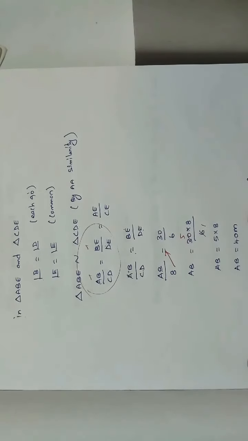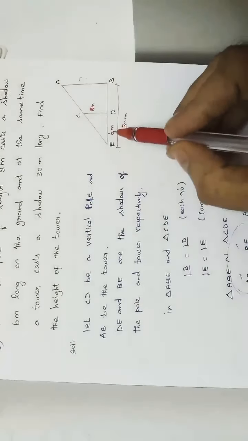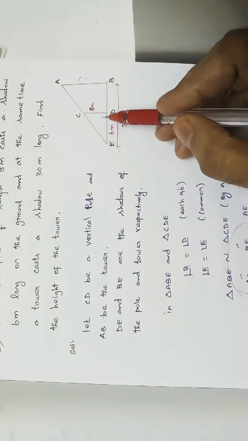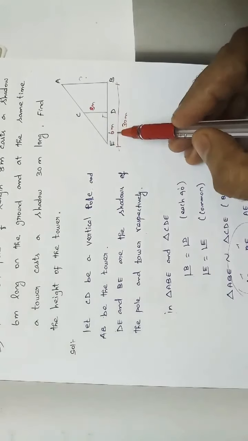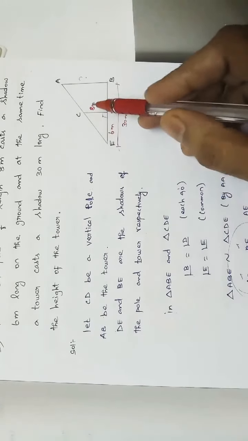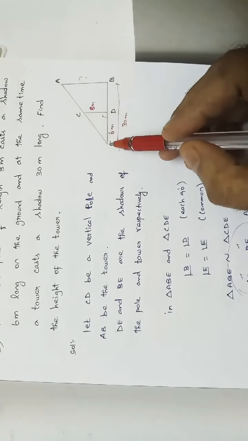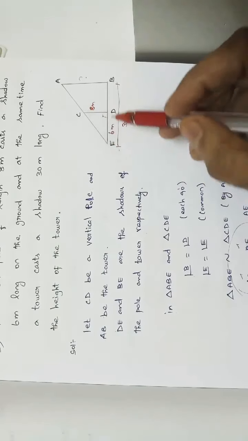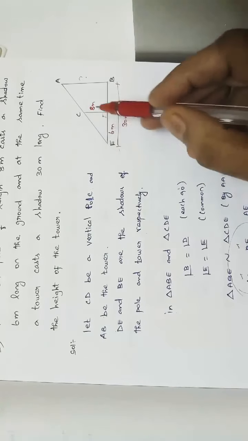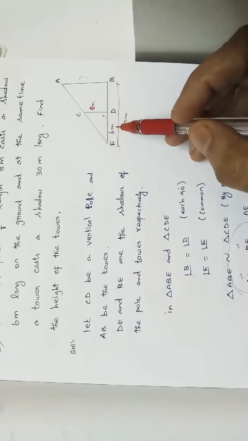Suppose the same question, if you are finding it with the help of trigonometric ratios, how do you find it? Very simple, right? We have two right angle triangles. First, we know two sides of the right angle triangle CDE. In triangle CDE, we know two measurements.